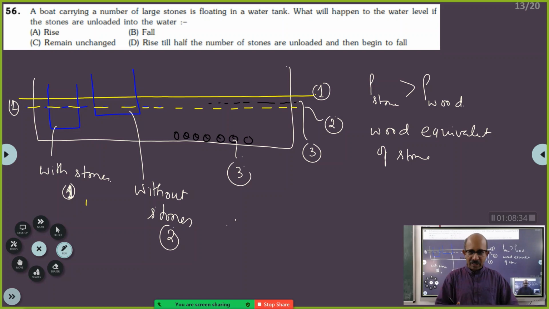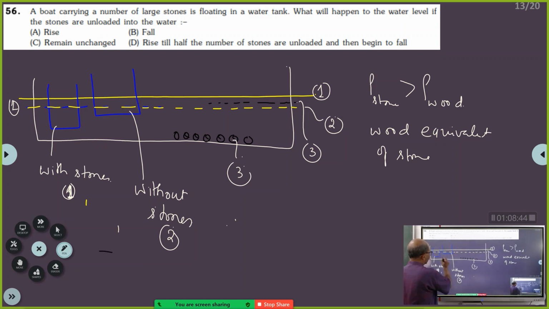So your friend has captured it correctly. He says now in this situation, if the stones were there, the boat itself would have been below. So if this much volume is added, then it would have come to level 1. But that much volume will not get added, so it will settle down at level 3. And level 3 means what? What will happen to the level if the stones are unloaded? The level will fall. Is that the answer? Yes, sir, B is the option. Agreed? Yes, sir.